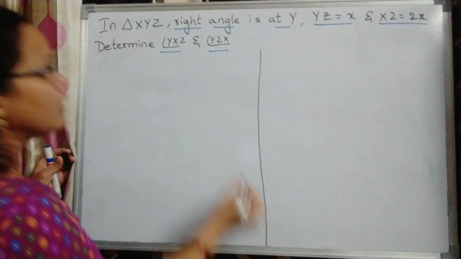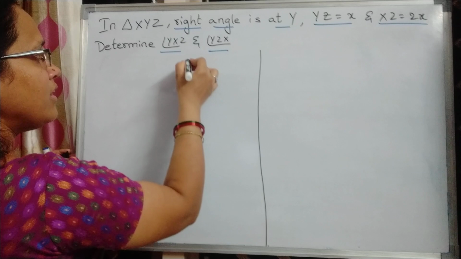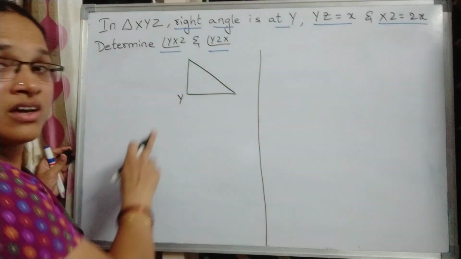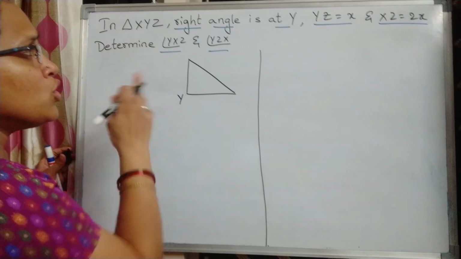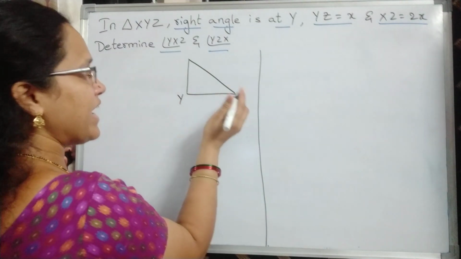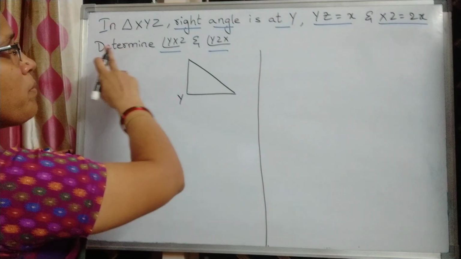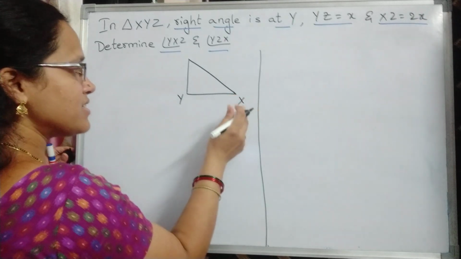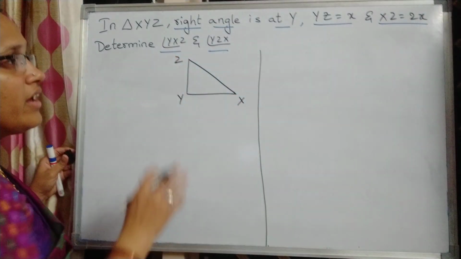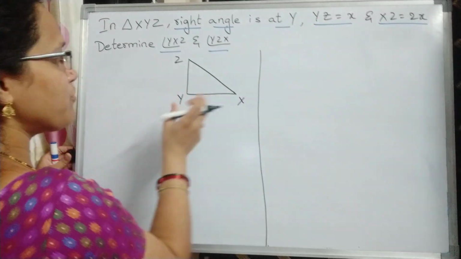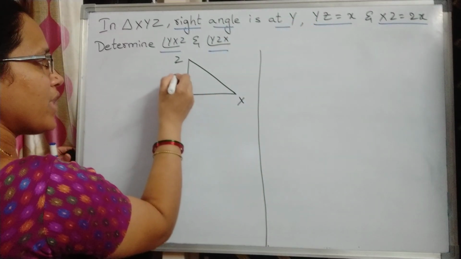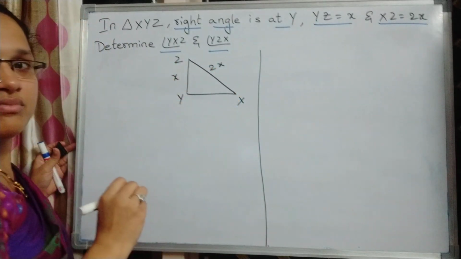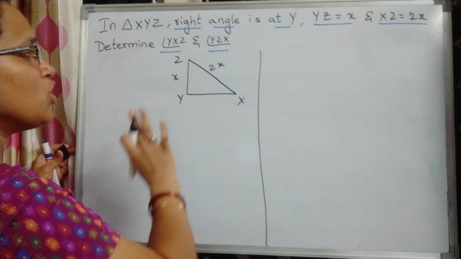Now let us draw the triangle XYZ, which is right angle at Y. So the right angle is at Y. There is no particularity here with any of the measurements, so I can take any number for the vertices. Now I'll write the measurements which are given: YZ is equal to X, XZ is equal to 2X.